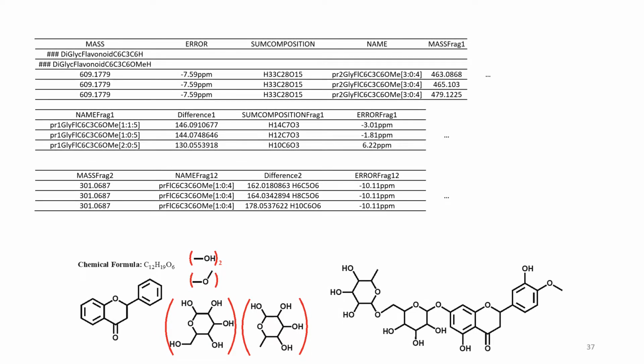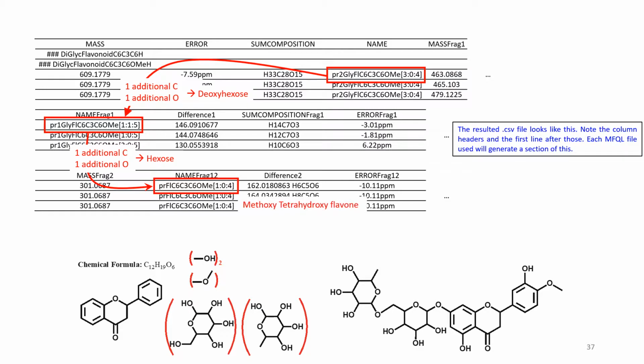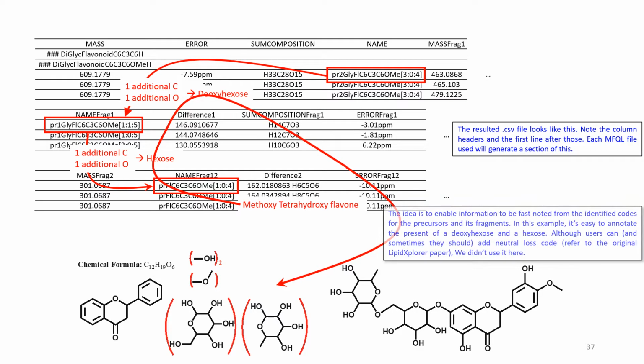So the resulted CSV file looks like this. Note the column headers and the first line after this. So each MFQL file used will generate a section like this. The idea is to enable information to be fast noted from the identified codes for precursors and its fragments. In this example, it's easy to annotate the presence of a deoxyhexose and a hexose, although users can and sometimes they should add neutral loss codes, but we didn't use those in here.